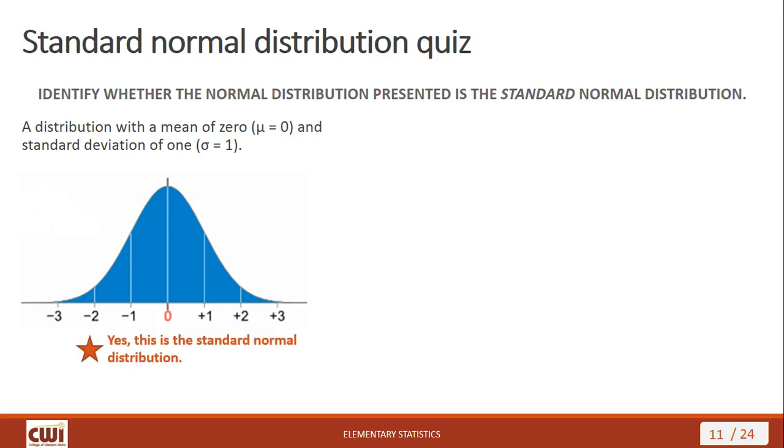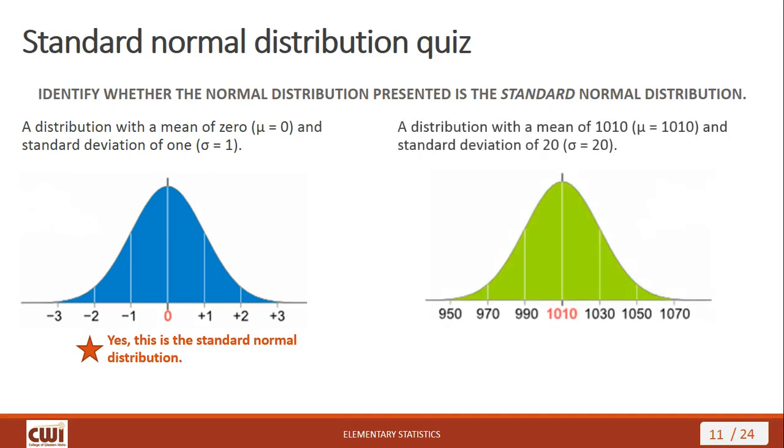Well, I hope you said yes, because this is the standard normal distribution, a mean value of 0 and a standard deviation of 1. How about this example? We have a normal distribution with a mean value of 1,010 and a standard deviation of 20. Would this normal distribution qualify as a standard normal distribution? I hope you said no, because no, this is not the standard normal distribution.